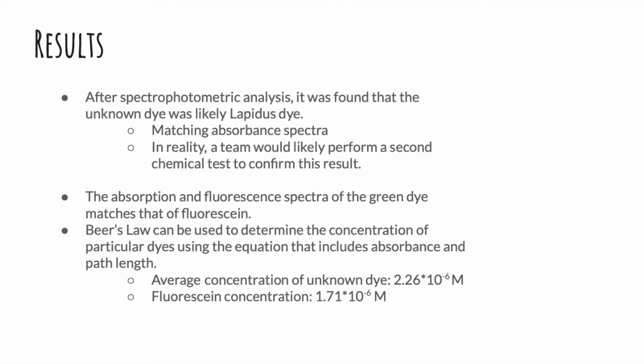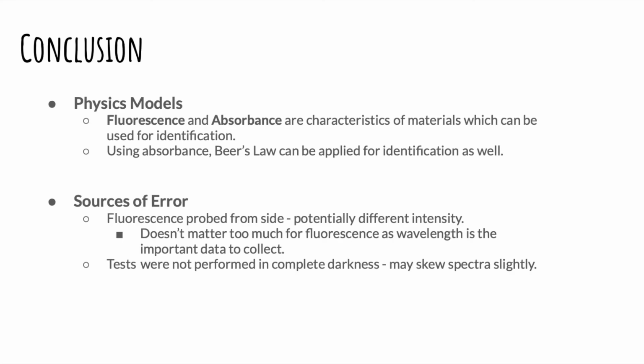After our analysis using the spectrophotometer, we determined that the unknown dye was the Lapidus dye. We did this by matching the absorption spectra. In order to confirm these results, there should be another chemical test taken. We also found that the absorption and fluorescence spectra matched that of the fluorescein. Beer's law can determine concentration from absorbance and path length. Our average concentration of the unknown dye is 2.26 times 10 to the negative 6 molarity, and our fluorescein concentration is 1.71 times 10 to the negative 6 molarity. The fluorescence and absorbance of materials can be used for identification. Beer's law applies absorbance to identify substances.